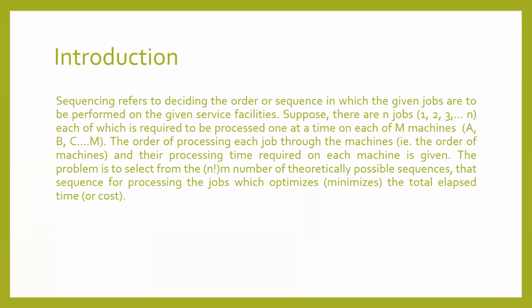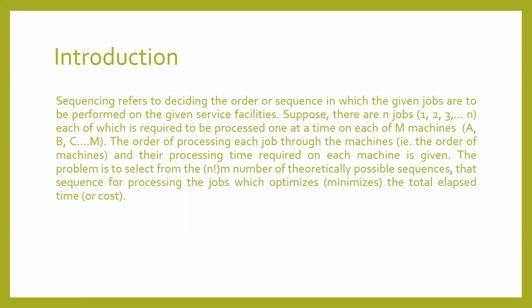So in the introduction, I have mentioned sequencing refers to deciding the order or sequence in which the given jobs are to be performed on the given service facilities. Now, the service facilities are nothing but your machines. Suppose there are n jobs, 1, 2, 3, 4 up to n, each of which is required to be processed one at a time. This word is very important. It has to be processed one at a time on each of the m machines. So I have used alphabets for that, A, B, C up to M.